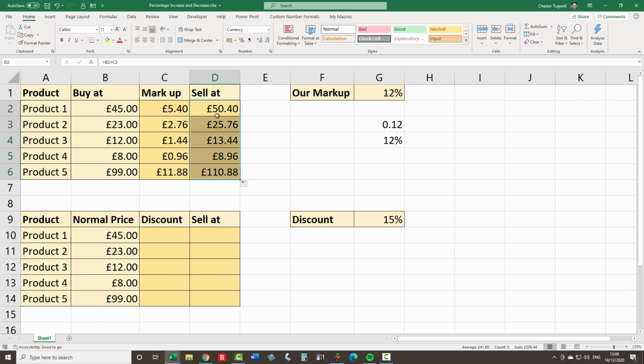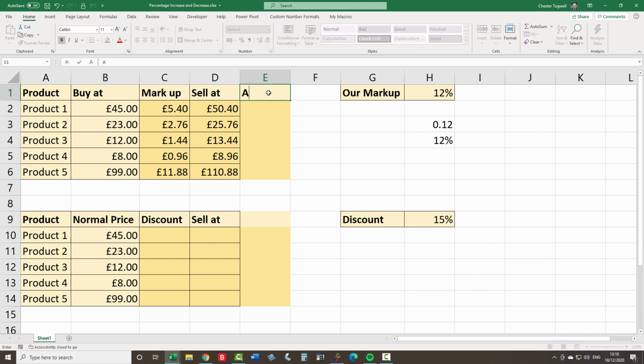Now, that required us having two columns, one for the markup and one for the sell-up price. It is possible, if I just add another column, I'll call this all-in-one, to do one formula that does the lot for us. And this is probably the way I would do it. I would say equals our buy-at price times, and then I'm going to open a bracket, I'll explain the bracket in a minute, 1 plus the 12%, which I'm going to fix, close the bracket. Now, if I press enter, you'll see I get £50.40, which is the same value that I achieved here using two columns, but I've done it here with one column.